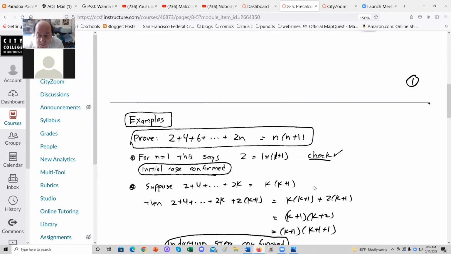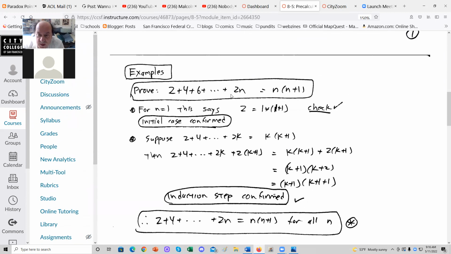So for example, here's a series: 2 plus 4 plus 6 all the way up to 2n. Add all the even numbers from 2 up to 2n, and that equals n times n plus 1. That's the claim. For the initial case, we'll set n equal to 1, and then we have 2, that's one term, equals 1 times 1 plus 1. 2 equals 1 times 2, so yeah, that's true. So the initial case is confirmed. This statement is true for n equal to 1.